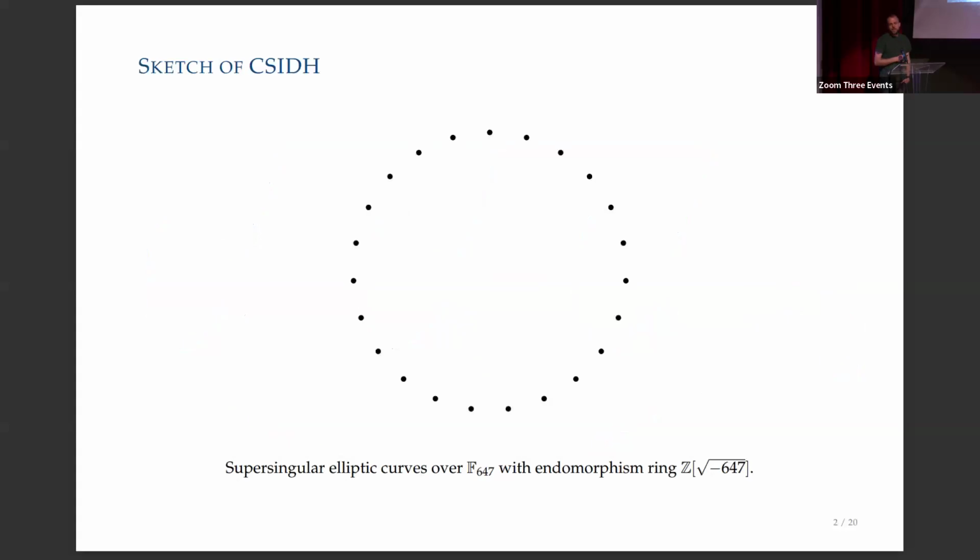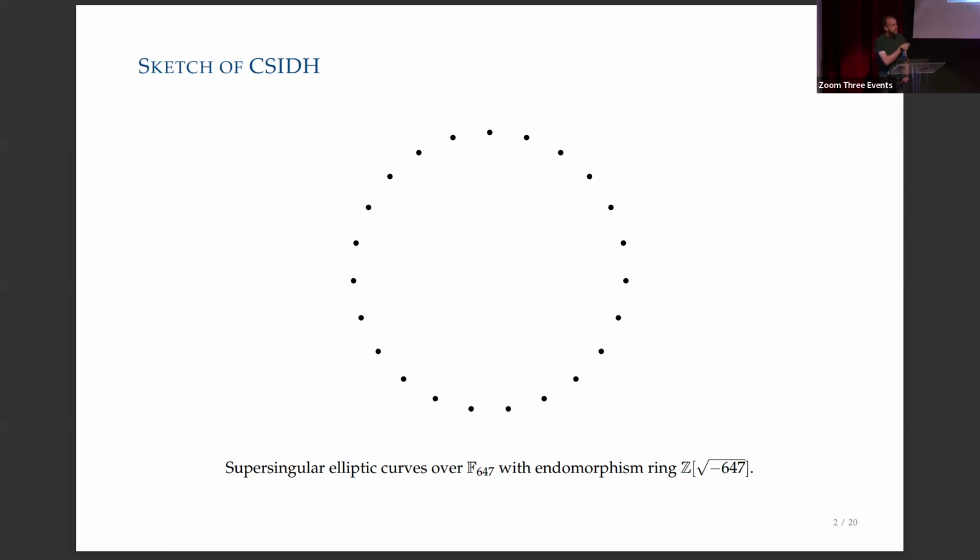Okay. Now, the radical isogeny formulas are mostly applicable to CSIDH. So I'll give a very brief sketch of CSIDH on a toy example. We're going to be working over the field F_647. It's a prime field. We're going to work with a subset of all elliptic curves over this prime field, namely the supersingular elliptic curves with a specific endomorphism ring. If you don't know what that means, that's fine. Just we have 23 of them, right?